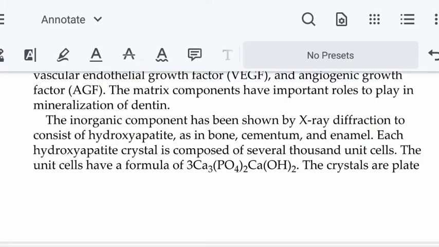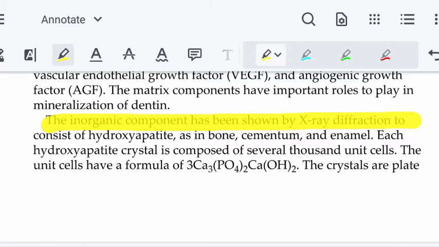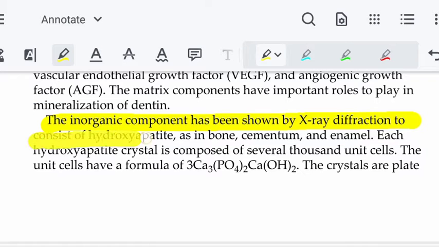Next, the inorganic compounds have been shown by X-ray diffraction to consist of hydroxyapatite. Here this point is important. The inorganic compounds have been shown by X-ray diffraction to consist of hydroxyapatite crystals. These are the inorganic crystals, as in bone, cementum, enamel. Hydroxyapatite crystals are present in bone as well as cementum and enamel.